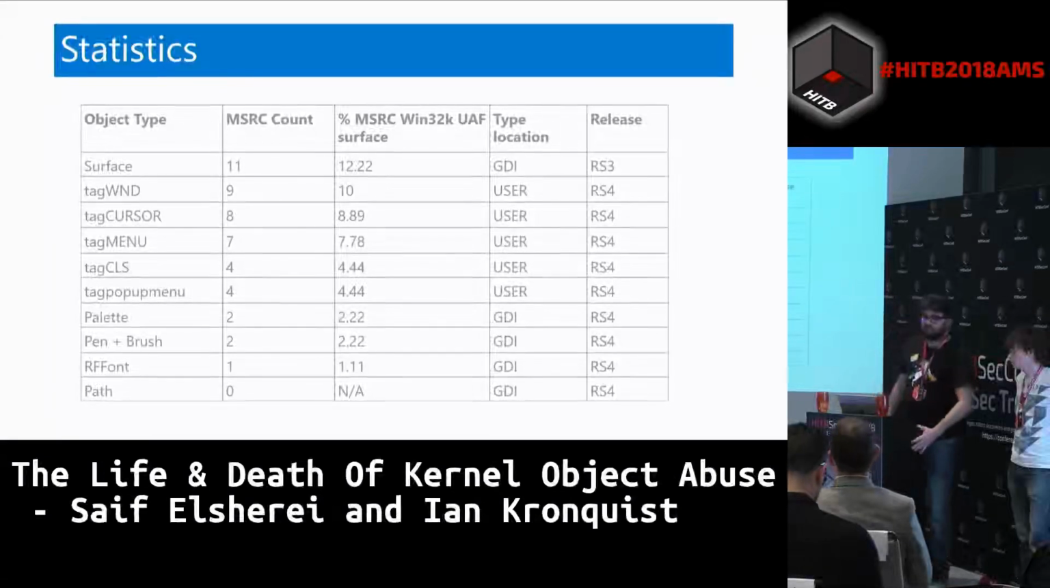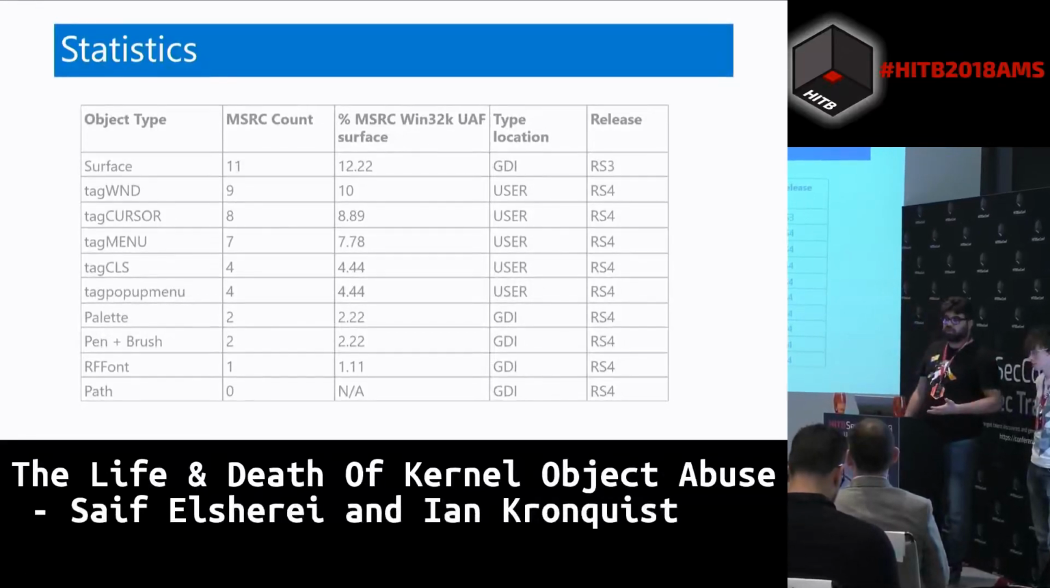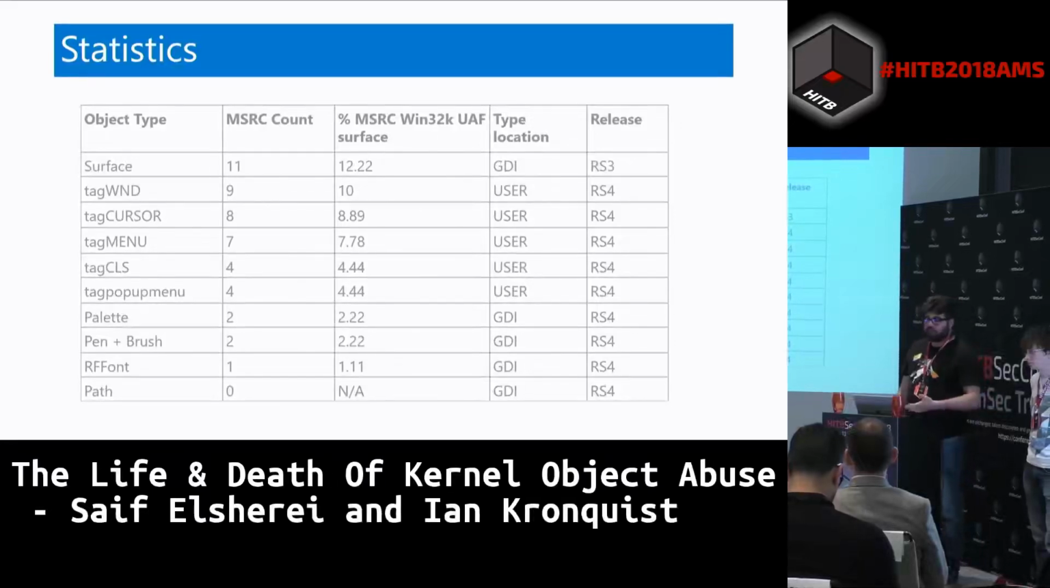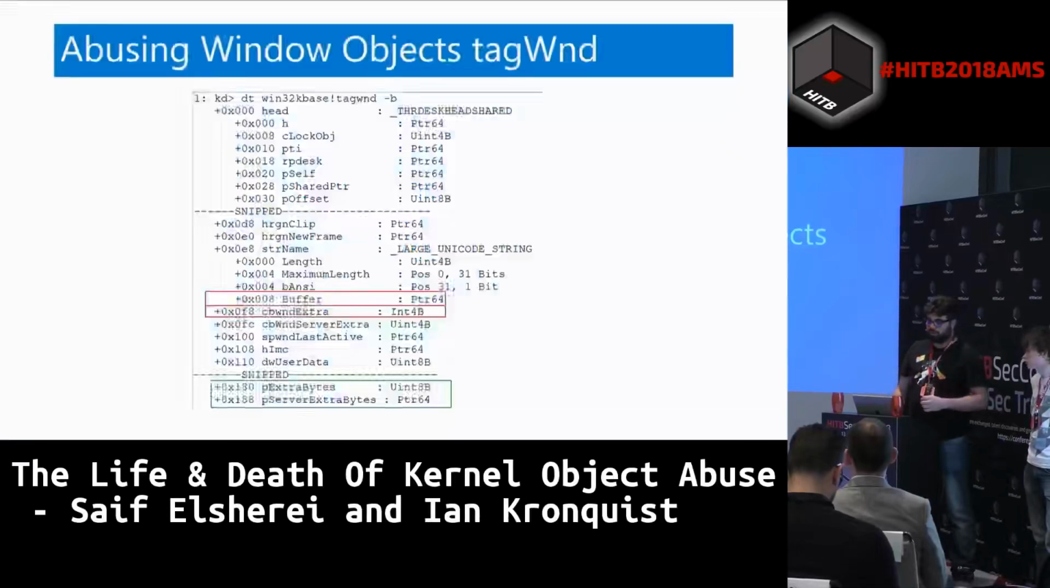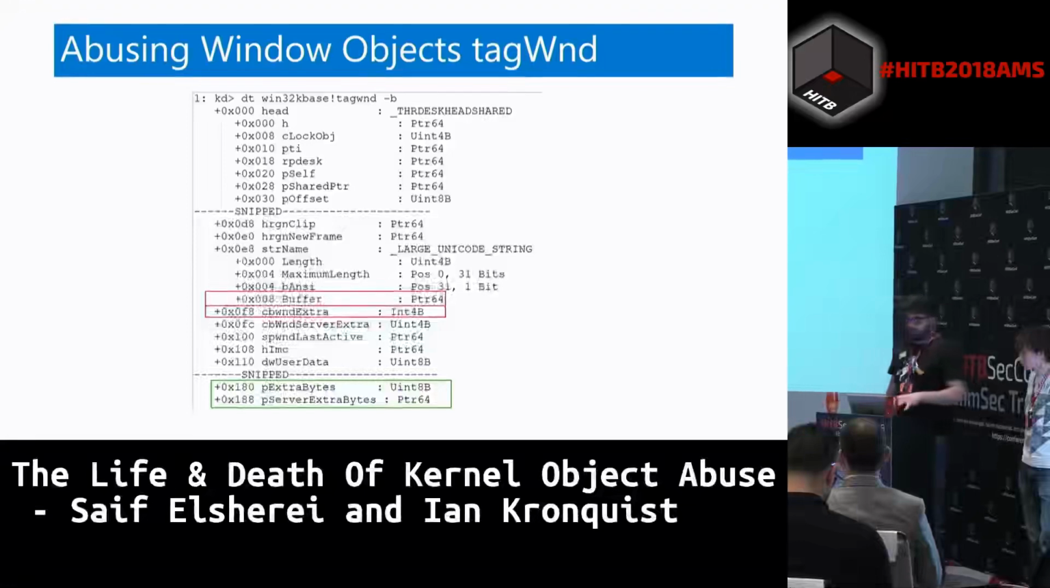Here we look at some statistics from the MSRC cases that we've seen so far that are related to those specific user or GDI objects being abused to gain higher exploit primitives, as we explained. So we see the number one object is the surface object, which is the bitmap. And the second one is the tagWND object, which is a window object. So let's start with the second most famous one, because historically the tagWND object was used much more, or earlier, than bitmaps, so that's what I wanted to explain. This is a snipped code of how the tagWND object actually looks in memory.